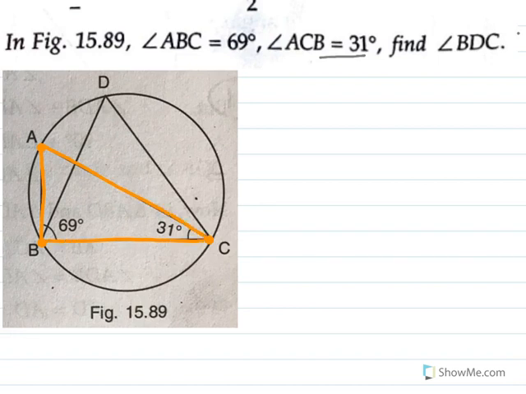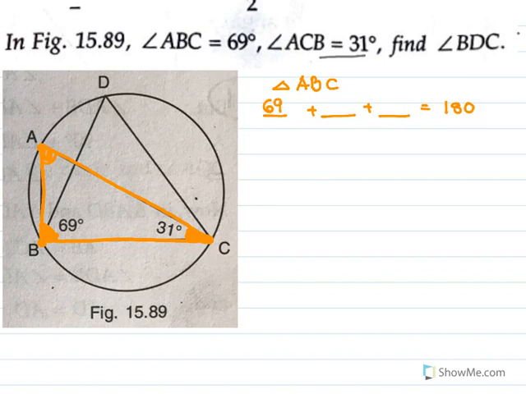There are three angles given. Angle B, angle C, and angle A is not given. So let us find angle A. So we start with triangle ABC. A plus B plus C equal to 180.